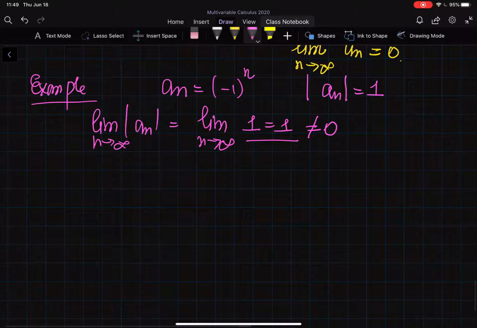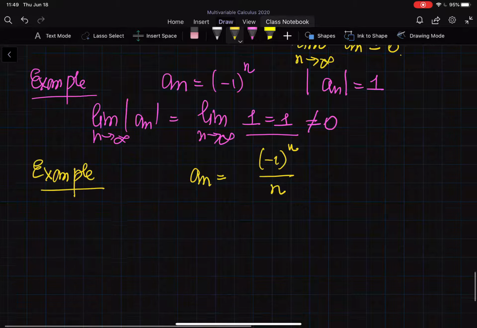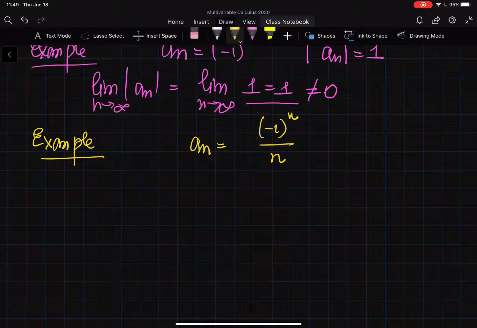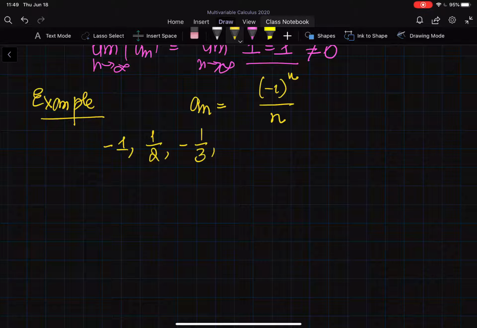So let me give you an example which shows this. Let's consider another example where the general term of a sequence is written as (-1)^n divided by n. Now we can write down a couple of terms of the sequence in order to understand what type of sequence this is. When n is equal to 1, it's -1. When n is equal to 2, it's 1 over 2. When n is equal to 3, it's -1 over 3, then 1 over 4, -1 over 5, and so on.